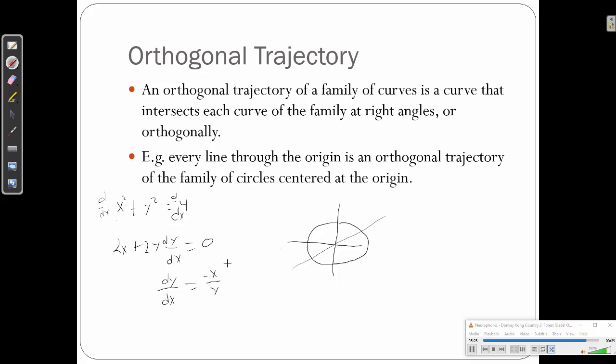Well, if the tangent line of the line I want is perpendicular to this, well then the slope is a perpendicular slope. And you may or may not remember from college algebra, but if two slopes are perpendicular, they are negative reciprocals of each other. So that means the derivative of the line we want, dy/dx, is negative y over x.